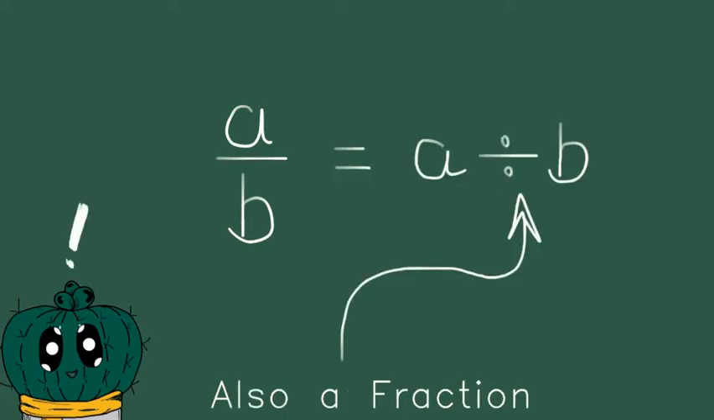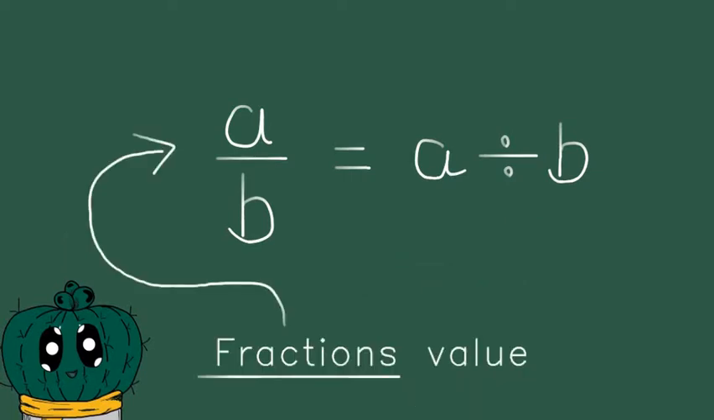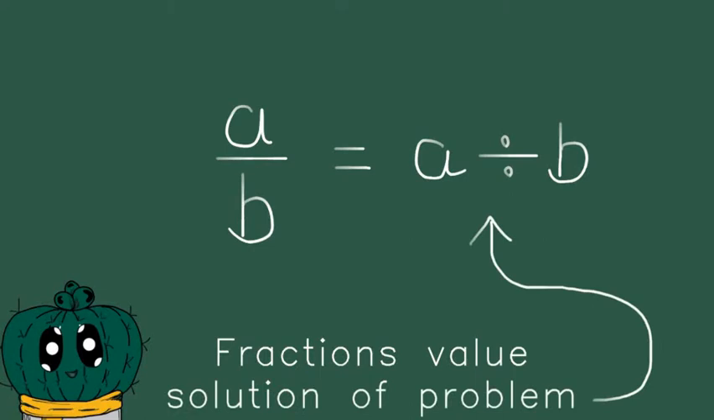Now you can also write this fraction as a divided by b, because in fact all a fraction is, is a number, which is the numerator, being divided by another number, which is the denominator. That is all a fraction is. And to find the actual value of a fraction, what you have to do is solve this problem. So let's actually try to do this.